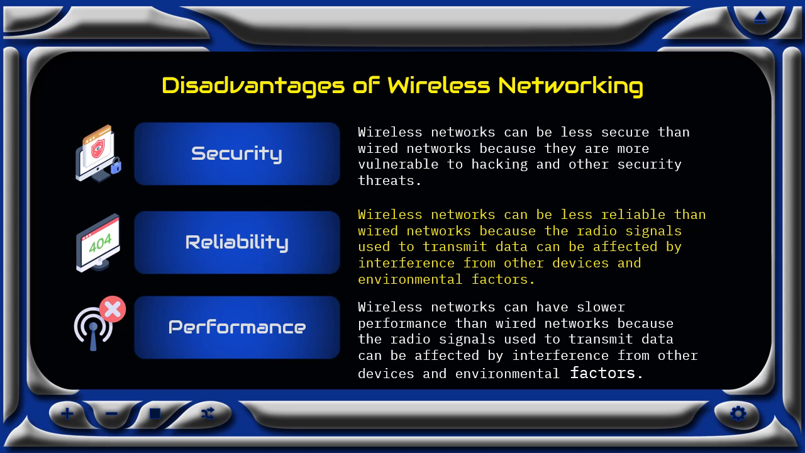And the performance. Wireless networks can have slower performance than wired networks because the radio signals used to transmit data can be affected by interference from other devices and environmental factors.